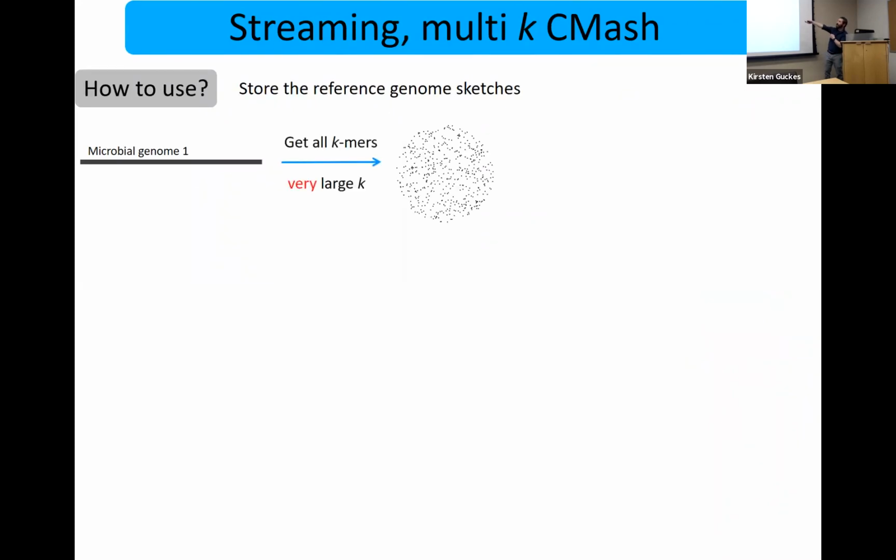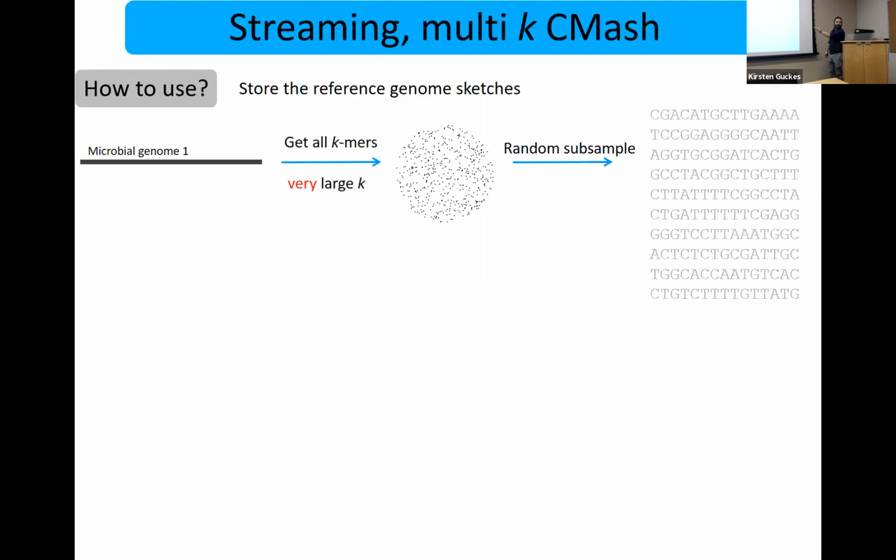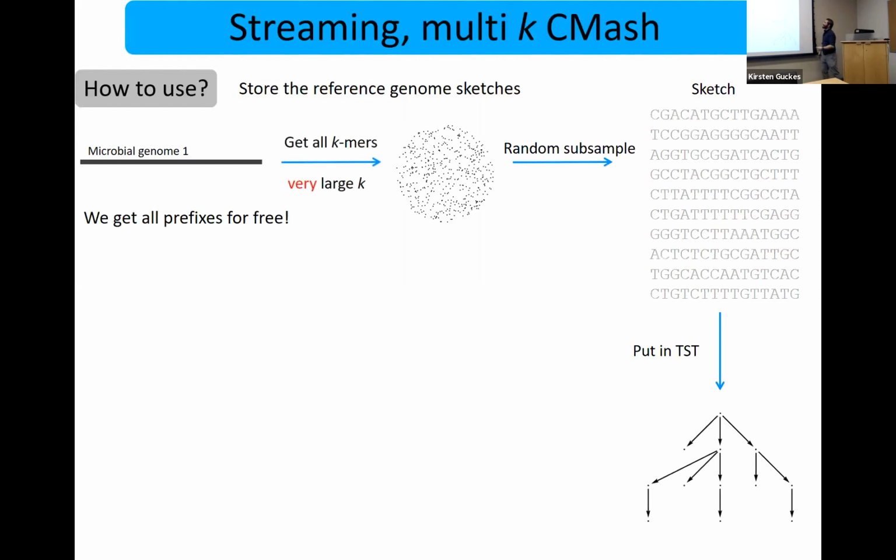How am I going to use this? Well, my basic idea with SMASH: you take one of these reference genomes here, you form all of its k-mers, but now we're going to do it for a really big k-mer size, like 80 or 120, massive k-mer size. Then we're going to do random sampling, just like we did before. We get one of these sketches. Now with that sketch, I'm going to stick that thing in a ternary search tree. Why do I stick it in the ternary search tree? Because now I get all these prefixes stored in here too, and I can quickly look them up.